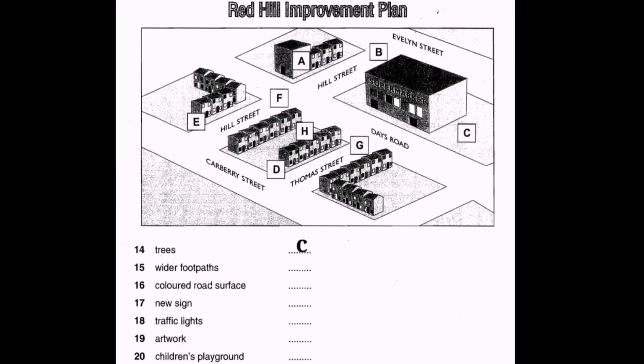In order to address the traffic problems, the pavements on the corner of Carberry and Thomas Street will be widened. This will help to reduce the speed of vehicles entering Thomas Street.